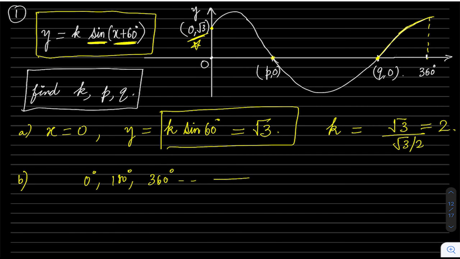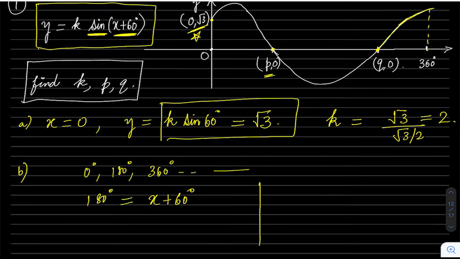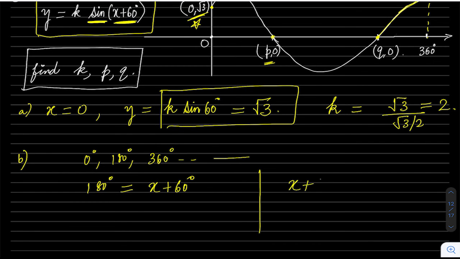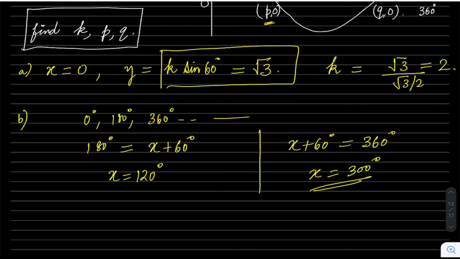Like this, at this value sine is 0. So I can say the first value is 180 degrees. At 180 degrees, it is 0. So this angle is x plus 60, so this must be 180. When else is it 0? It is 0 at 360. So this angle can be 360 also. So from this I get x as 120 degrees, and from this I get x as 300 degrees. Now because P is to the left of Q, we can say P is 120 degrees and Q is 300 degrees. That's it.